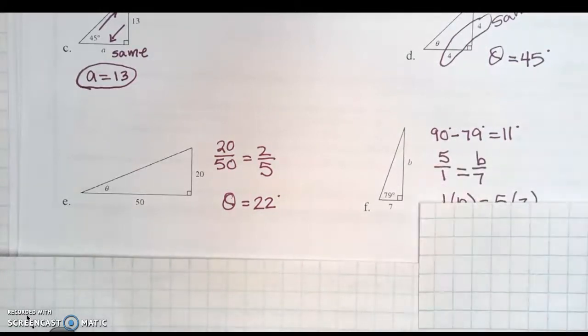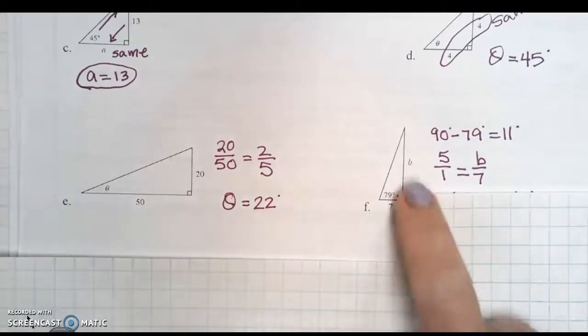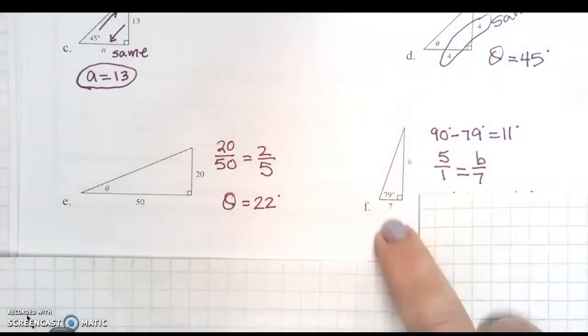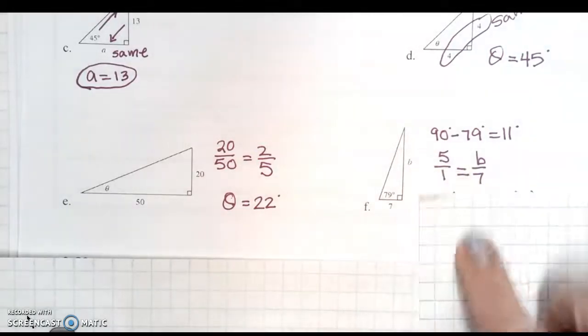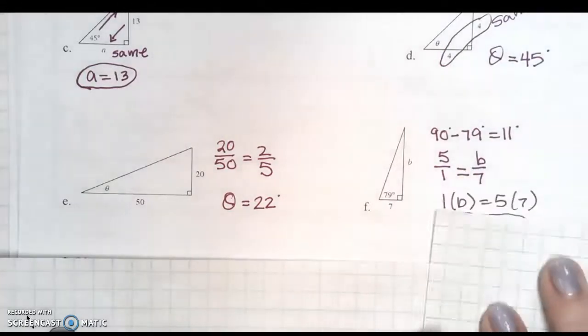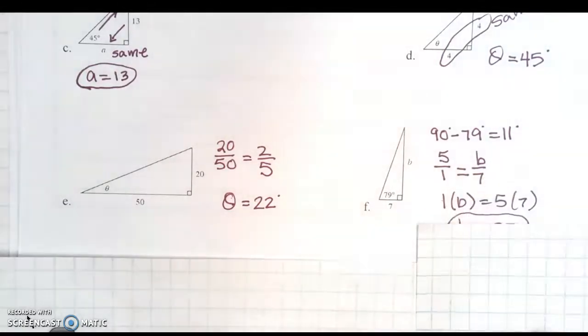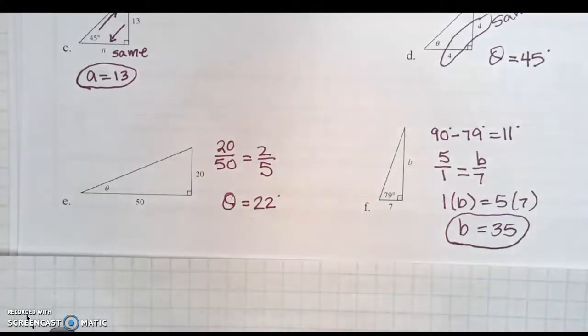But we're going to flip it over, or take its reciprocal, 5 to 1 instead of 1 to 5. And then our sides are going to be B to 7. This side over here, there's our proportion. We're going to do our cross product. 1 times B is 1B. 5 times 7 is 35. Any questions on part F?